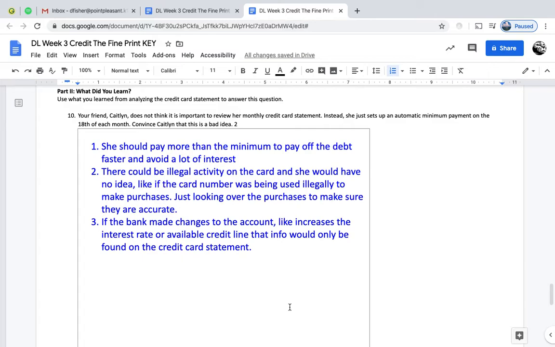Second one, and this has happened to Mr. Fisher in real life, that there's illegal activity on the card where someone or some company has gotten your credit card number and they're charging you stuff. I will be honest, I had a credit card that I didn't look at the statement for several months, like 4 or 5 months. When I finally looked at it, I noticed there was a weird charge on the card for like $60 every month. And I was like, what is this? Turned out someone was scamming me. They had gotten my credit card number and they were charging me for nothing.